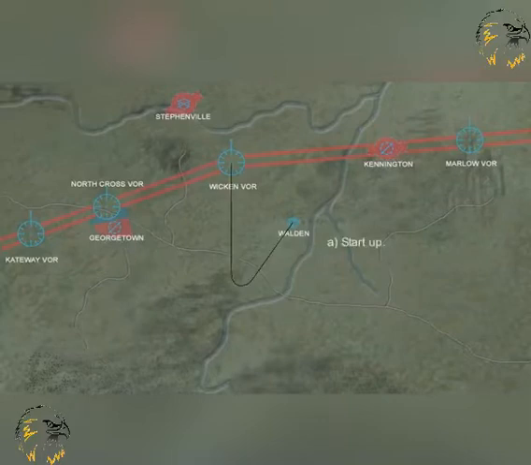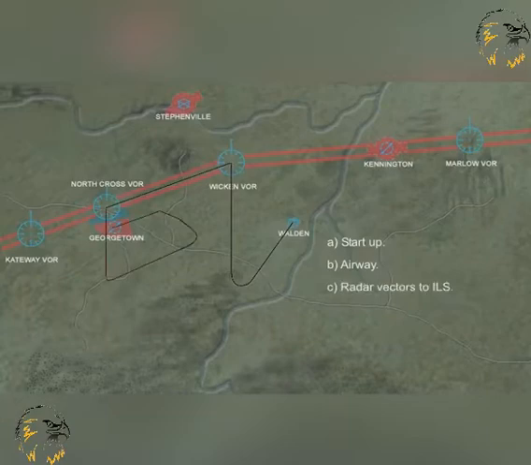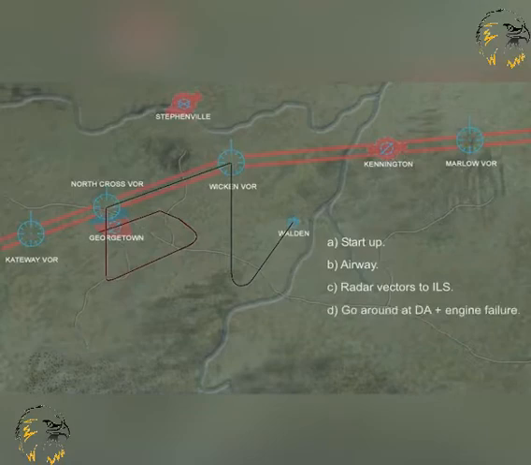The flight starts at Walden and follows a standard instrument departure, or SID, to join controlled airspace at the Wicken VOR. From there, you fly along the airway to North Cross VOR. You then get radar vectors to an ILS at Georgetown. On the ILS, you go around at your decision altitude, after which you practice an engine failure after takeoff drill.